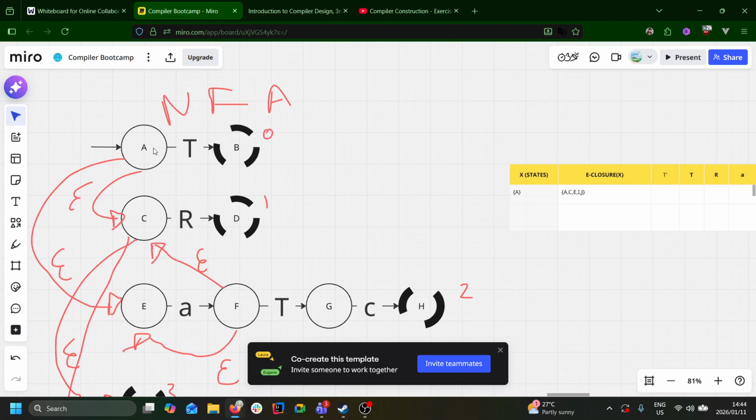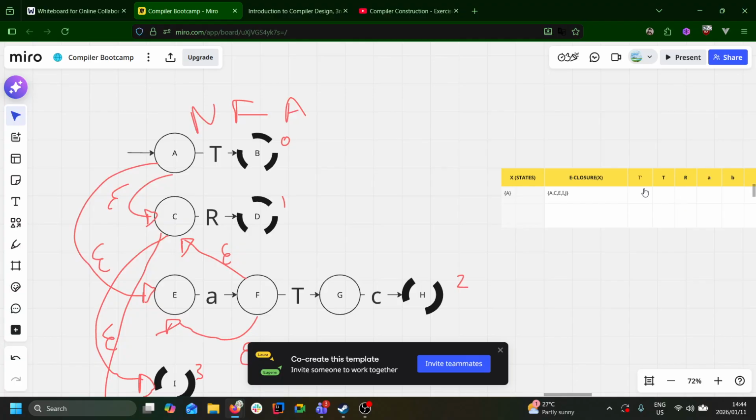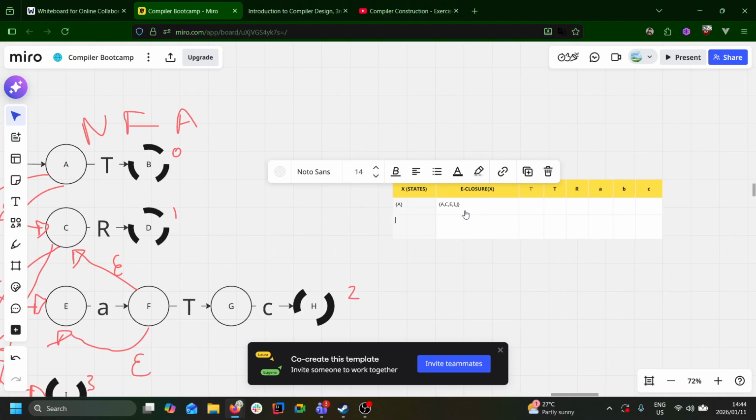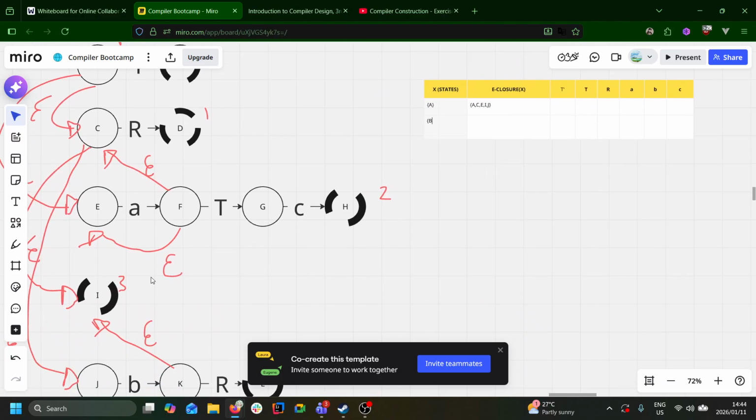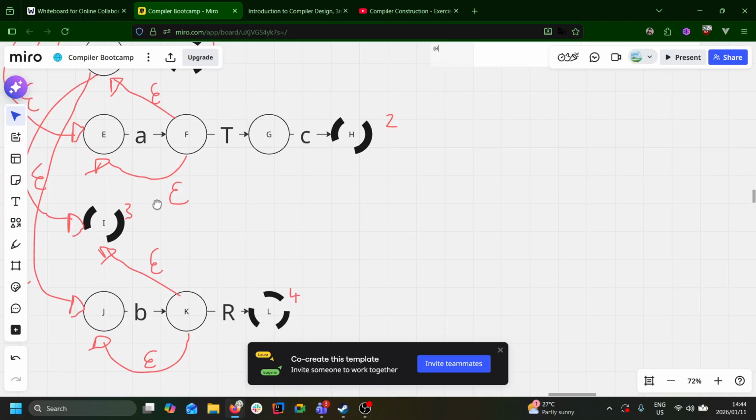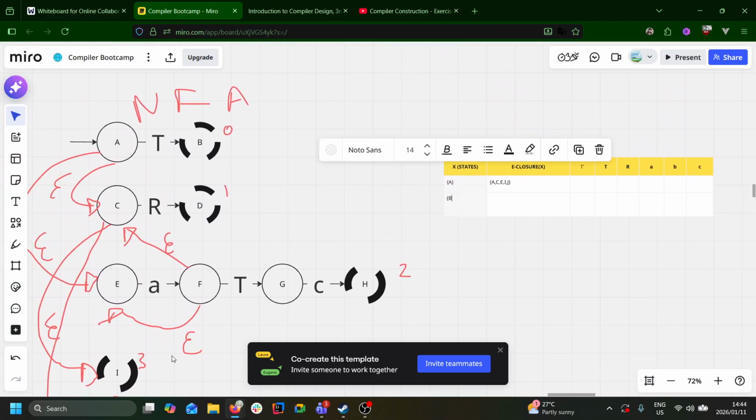To start us off, we're going to start with A. Is there a transition for T prime? Is there a transition for T? We do have a transition for T, and that takes us to B, right? So when you're doing this, you keep track of all the states you can go to on the next empty row, and you populate it there. So we can go to B. And is there anywhere else we can go with a transition of T? It's nowhere else. So we're just going to have B over here by itself.